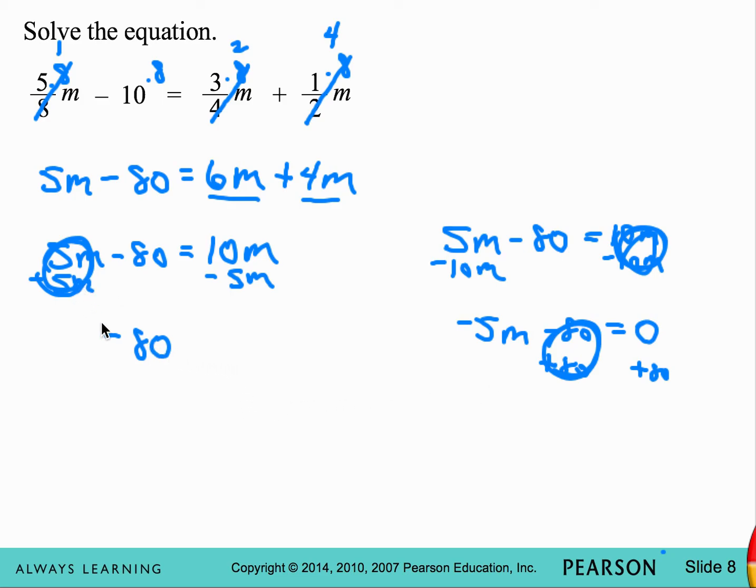Okay, so over here we've got negative 80 equals 5m. Undo what's being multiplied to your variable. So then we have, what is that, negative 16? Yep.